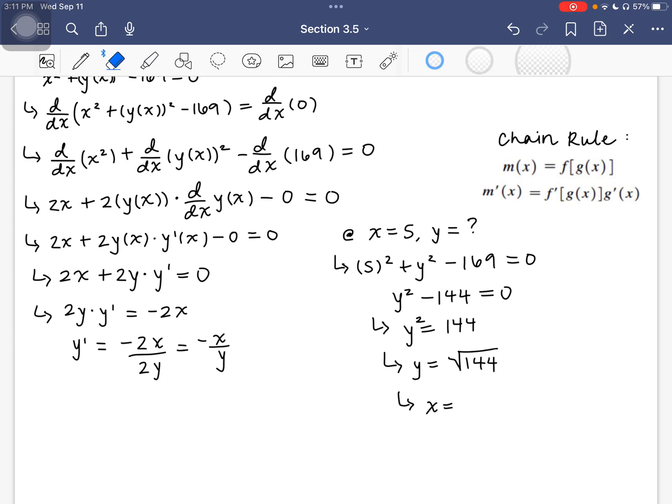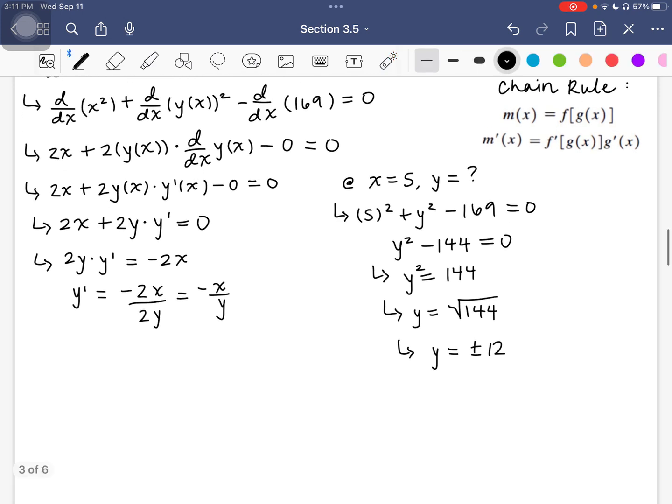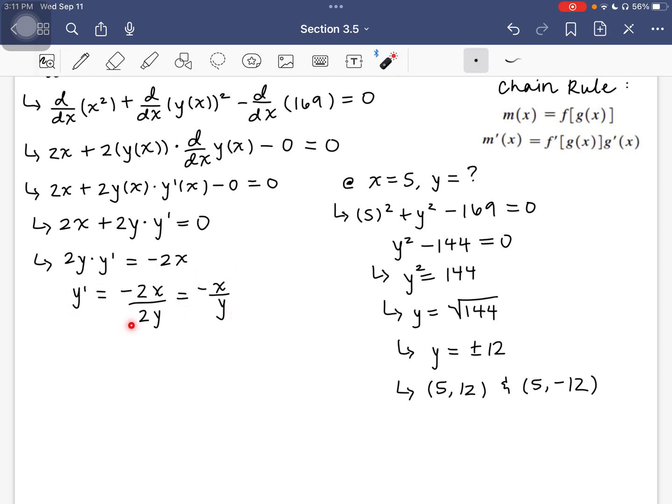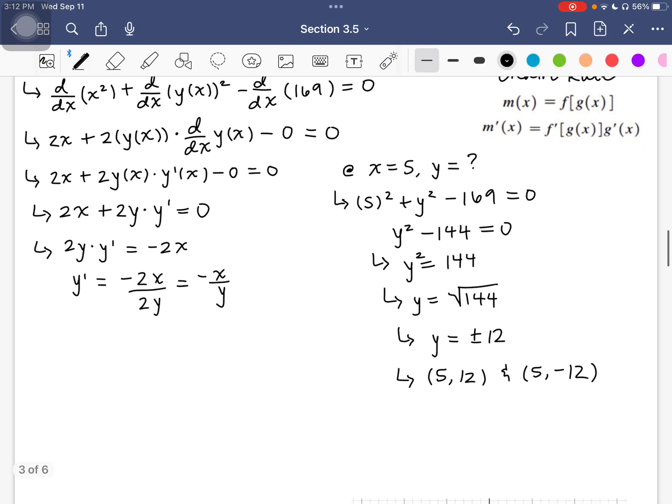and this will give us plus or minus 12, because we know that positive 12 squared is going to be 144, and then negative 12 squared is going to be 144. So this gives us 2 points. We have 5 and positive 12, and 5 and negative 12. So what we're going to have to do is evaluate our y prime here, our slope, at both of these points.